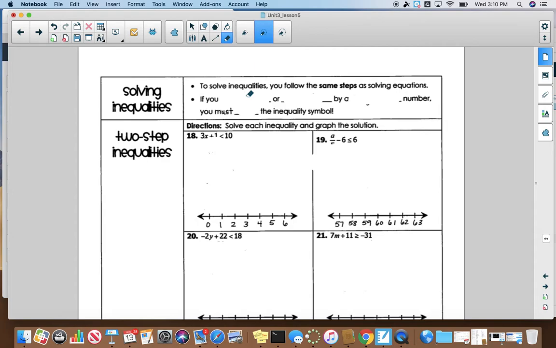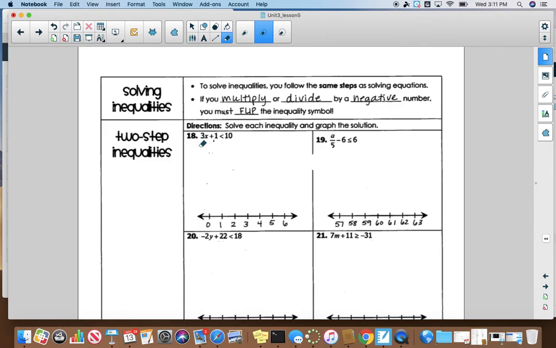To solve inequalities, you follow the same steps as solving equations. If you multiply or divide by a negative number, you must flip the inequality. Okay, if you divide or multiply by a negative number, you must flip the inequality. So do not forget that rule.